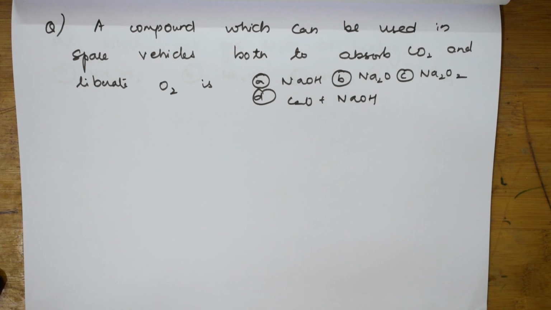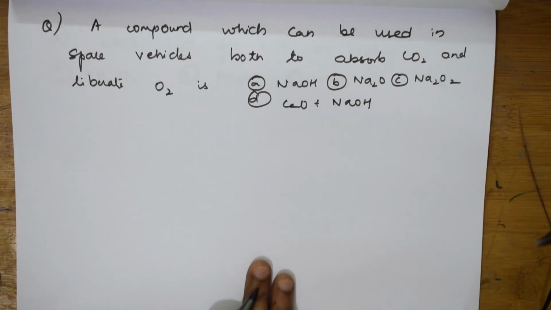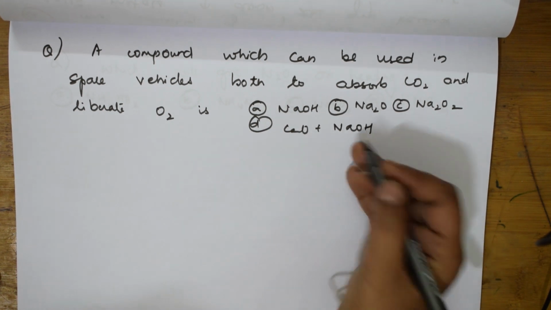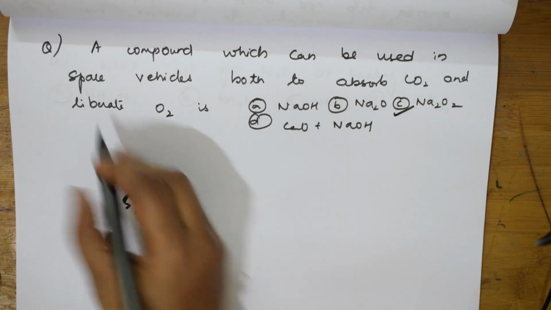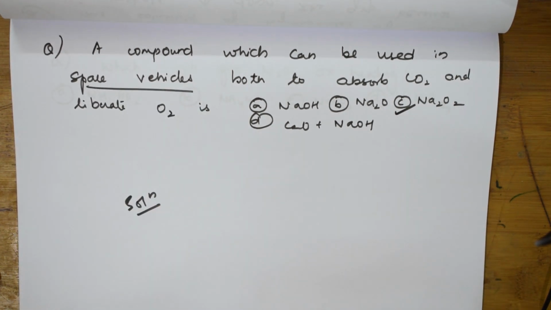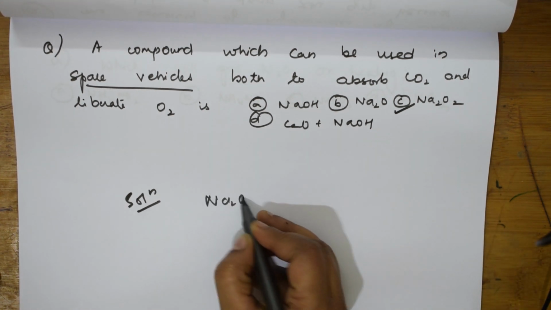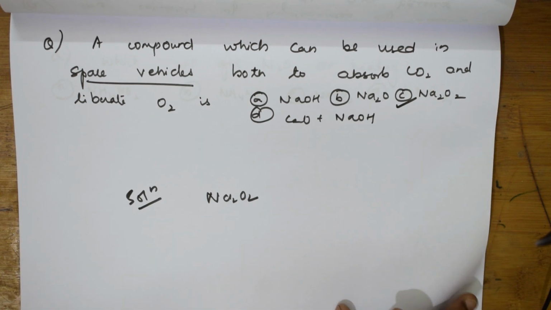Fine. So such questions basically are direct questions, isn't it? You need to just have the information about this question. So the correct answer for such questions is Na2O2. So this is the correct option. Direct answer. There's nothing. Remember, it can be used in space vehicles. If they speak about submarines, it is KO2. If they give you space vehicles, the correct option is Na2O2. Fine. So let us see the next question.